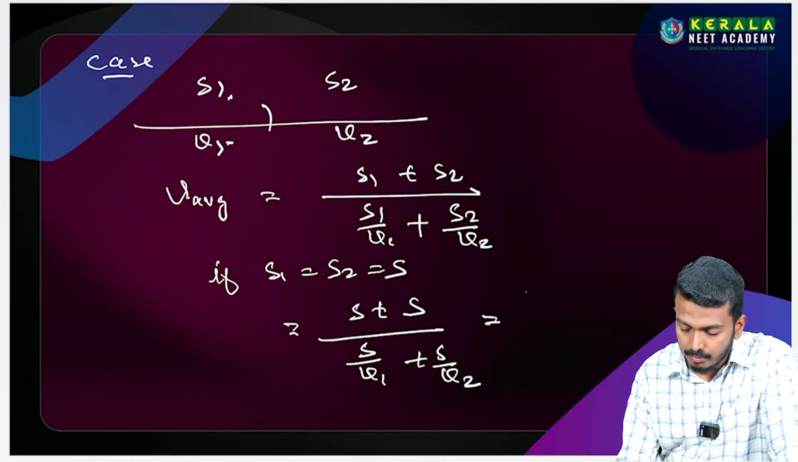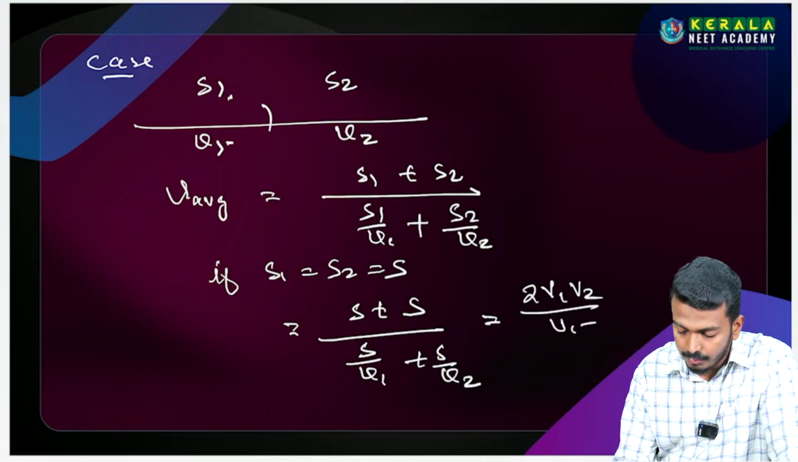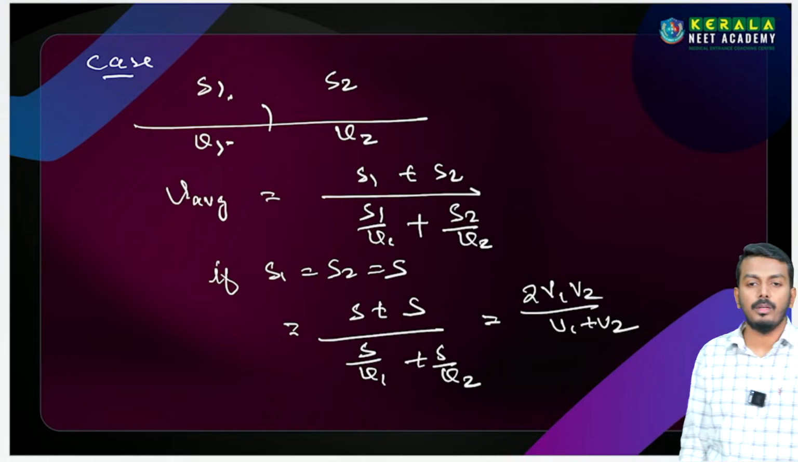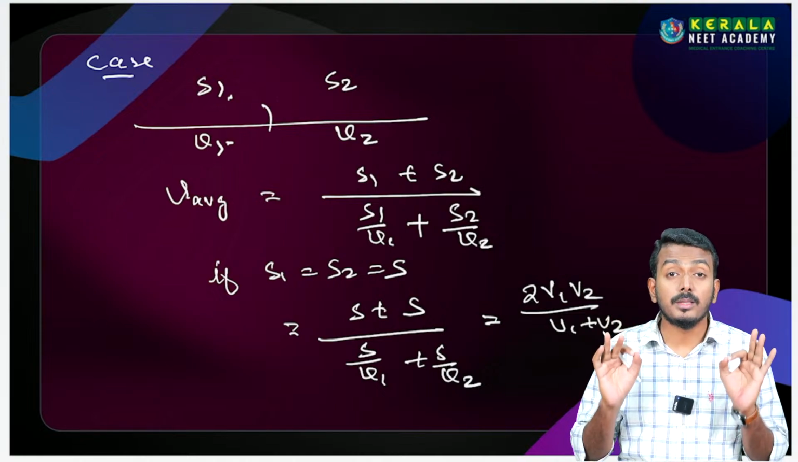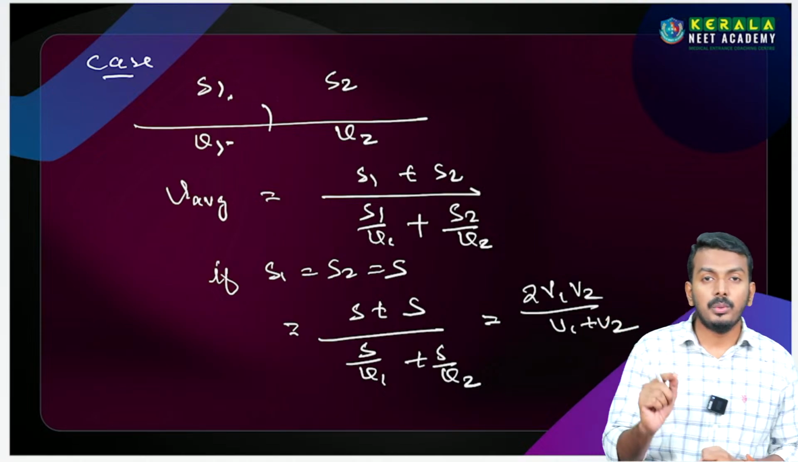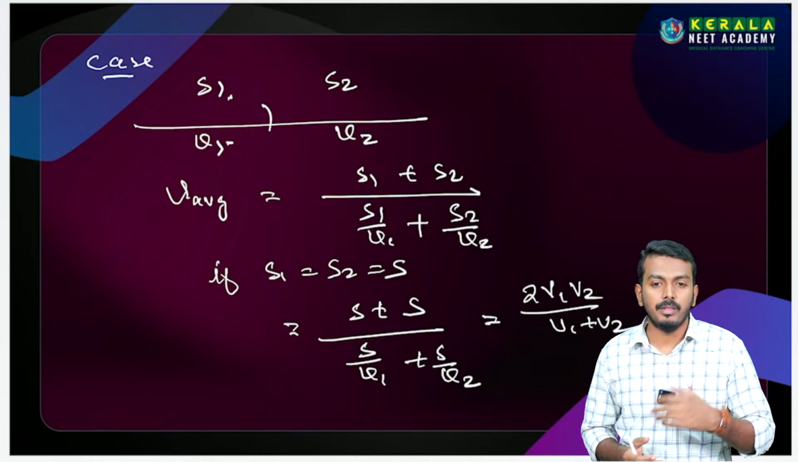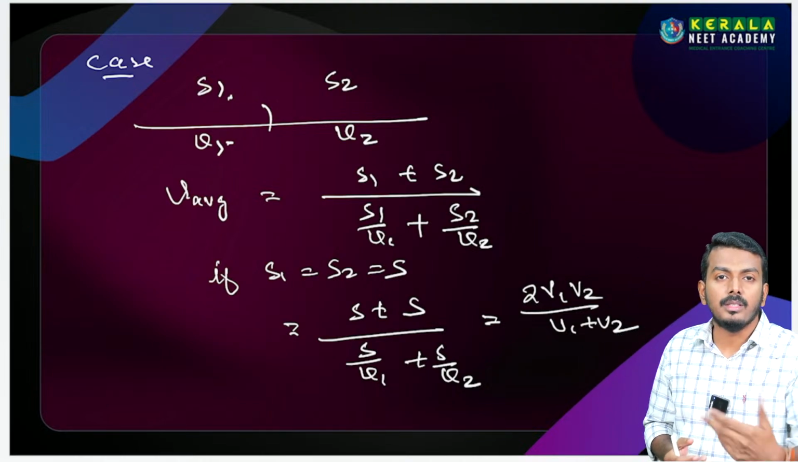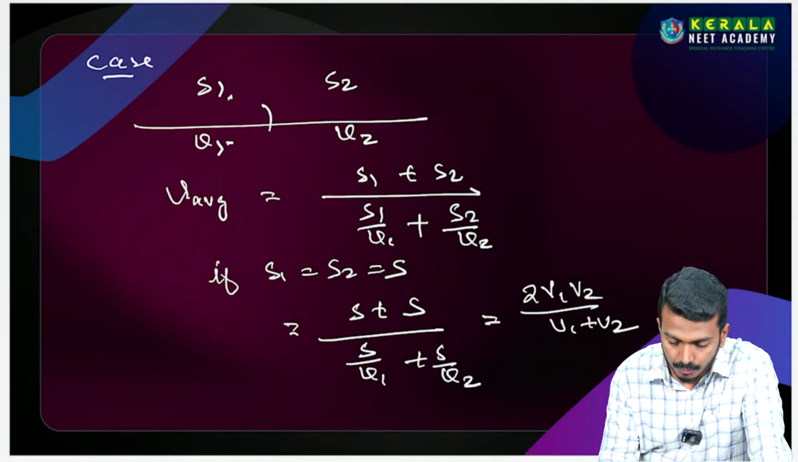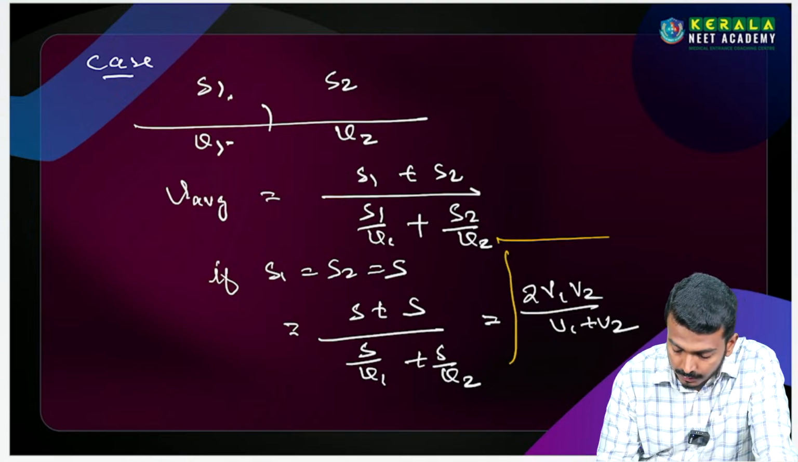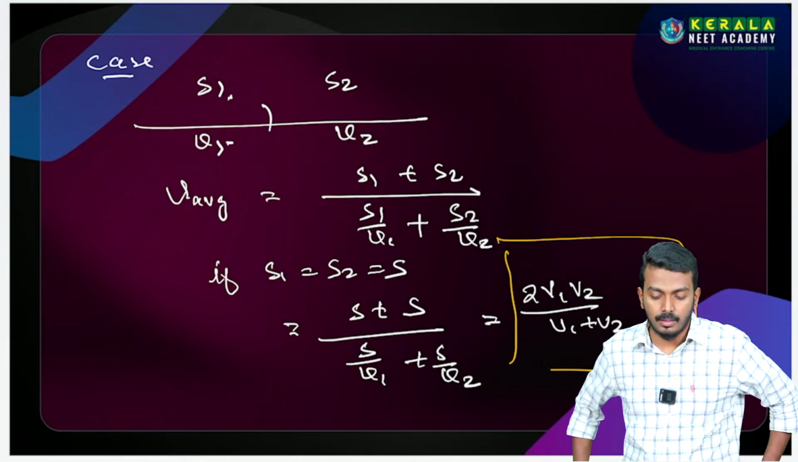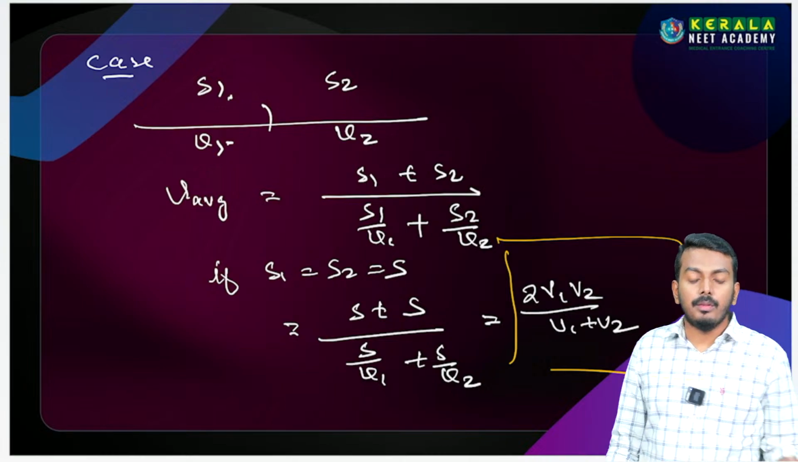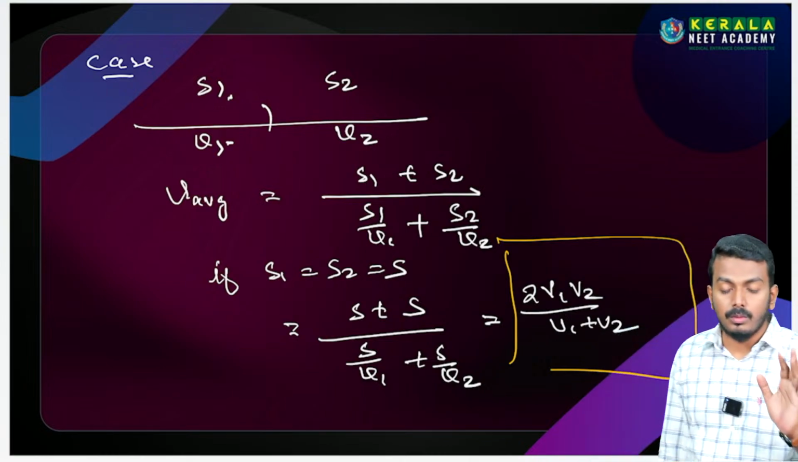By solving this equation, what will you get? 2V1V2 divided by V1 plus V2. Very important formula. If the distances are equal, you can use only one formula. What is the formula? 2V1V2 divided by V1 plus V2 to solve what? Average velocity of the entire journey. Therefore, you have to remember this formula. It is very, very important. We want to use it in many questions. Note it. Take the screenshot and note it. Then we have to discuss one more case also, the last case based on this portion.